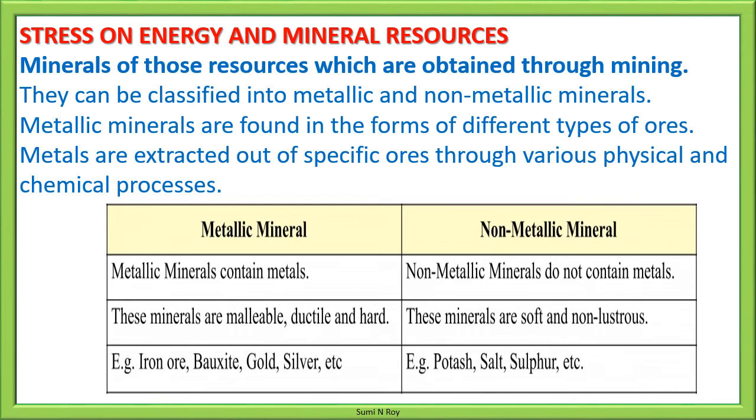The given table shows a basic difference between metallic minerals and non-metallic minerals. Metallic minerals contain metals, and non-metallic minerals do not contain metals. Metallic minerals are malleable, ductile, and hard, whereas non-metallic minerals are soft and non-lustrous. Examples of metallic minerals are iron ore, bauxite, gold, silver. And some examples of non-metallic minerals are potash, salt, and sulfur.